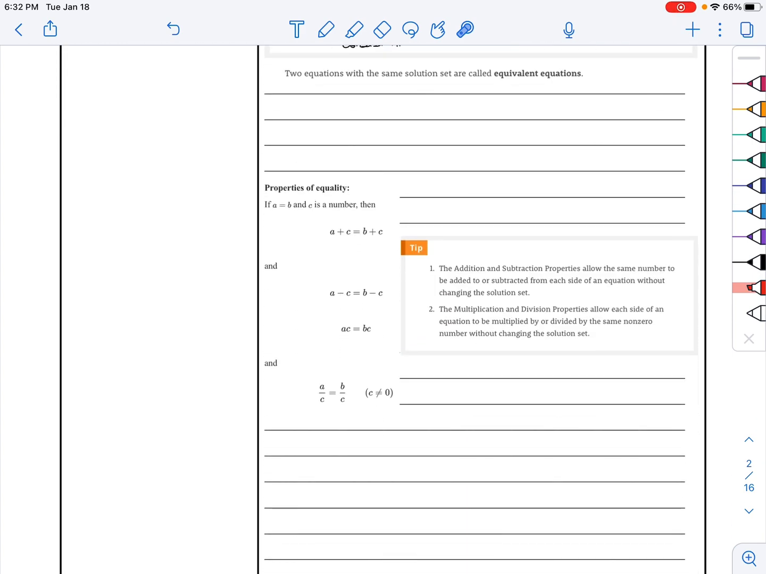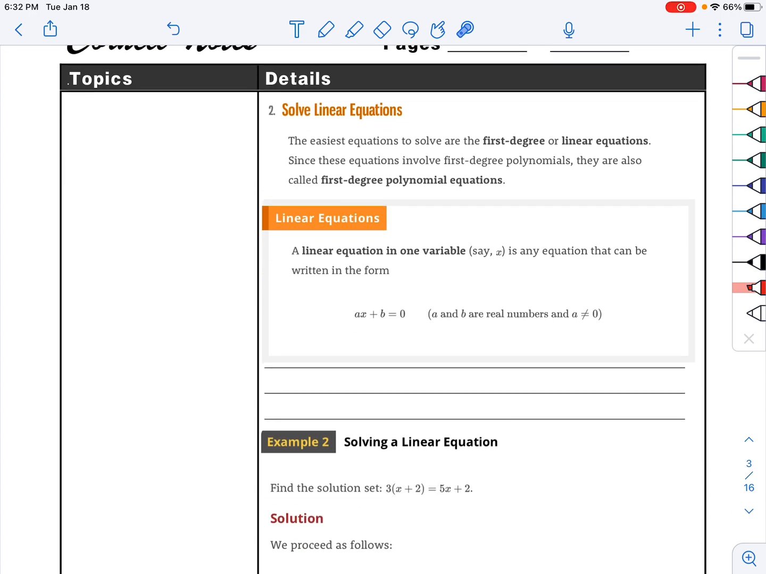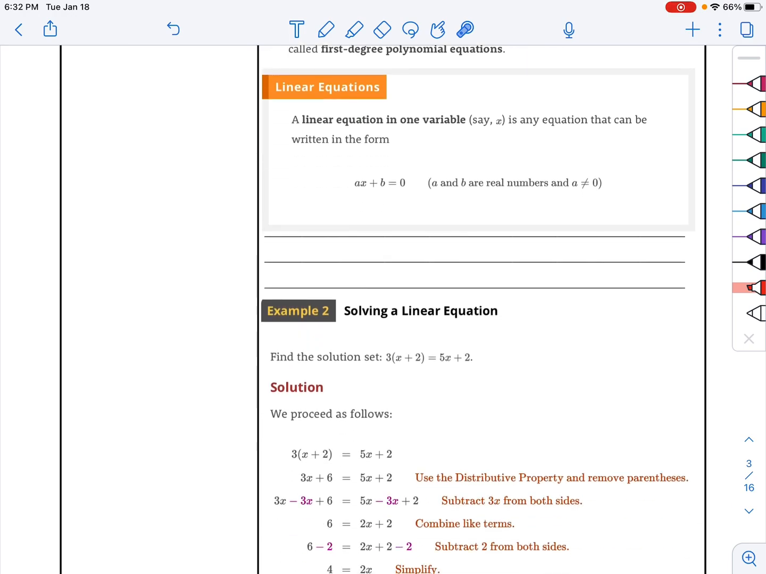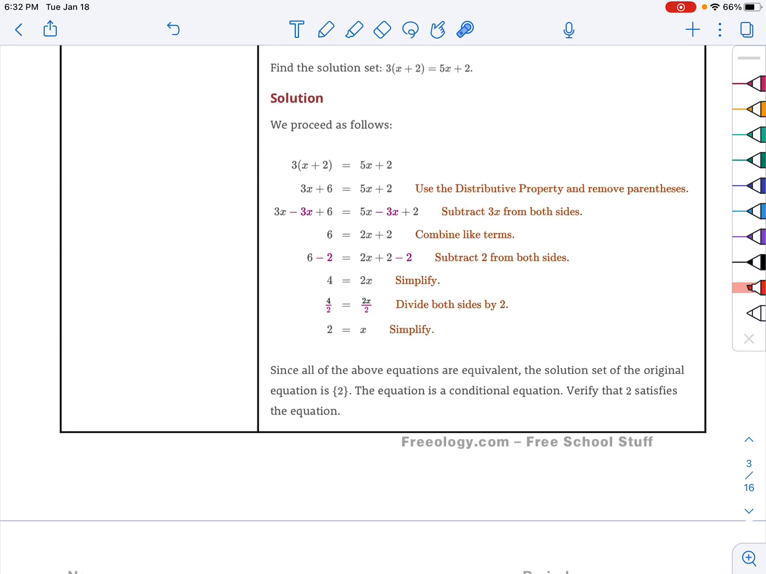Then we have our properties of equality. Of course, that means you can add and subtract and multiply and divide the same thing on both sides. Just don't divide by 0. To solve linear equations, these are first degree, degree 1, x to the first is going to make this linear. Those are just equations where there isn't an exponent on the variable other than 1. You just need to get x by itself. So in this case, you're going to just distribute and then get x's on the same side, etc.